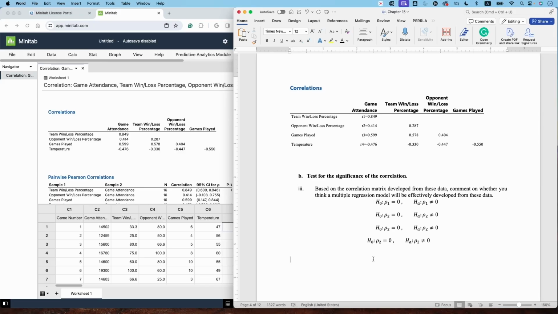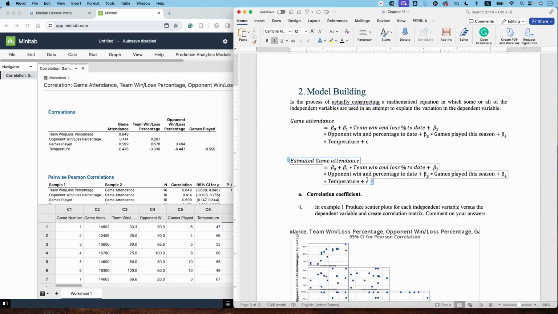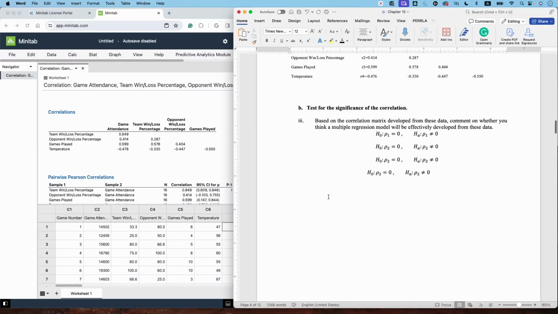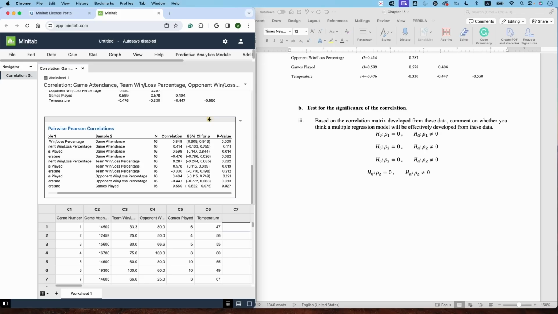Once we check the significance, we will be able to answer the question: based on the correlation matrix developed, comment on whether you think a multiple regression model will be effectively developed from these data. We can say so if we check the significance of the correlation. If we find something significant, then we can say, oh, let's try to build the model, the estimated game attendance, etc. So let me write the sample model here, estimated without the error. These are b's. So to do this, we're going to go to Minitab and we're going to copy this.